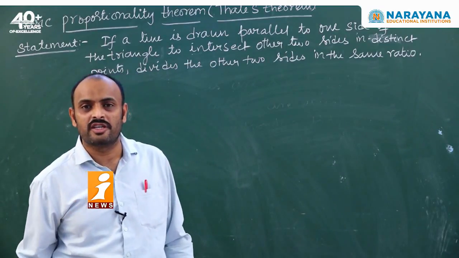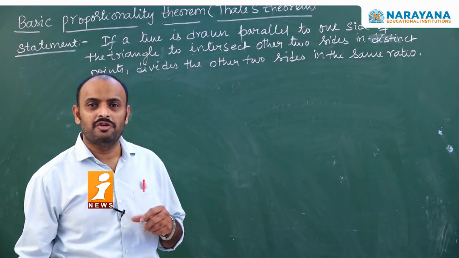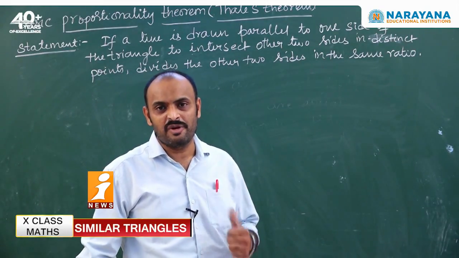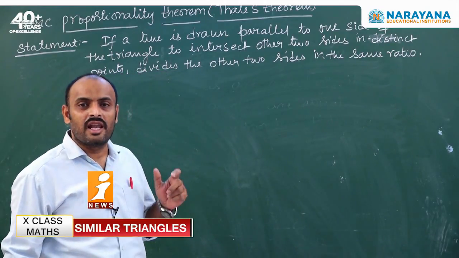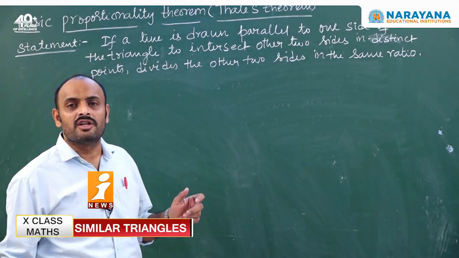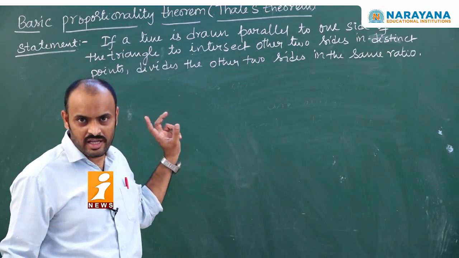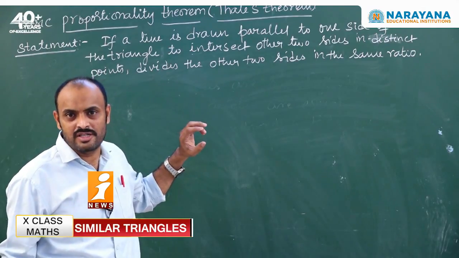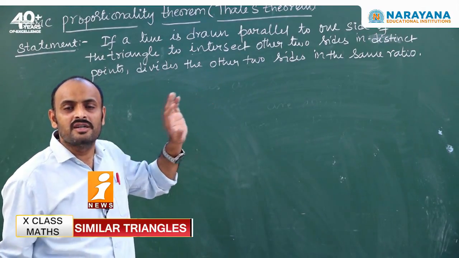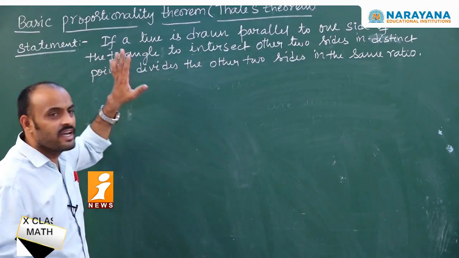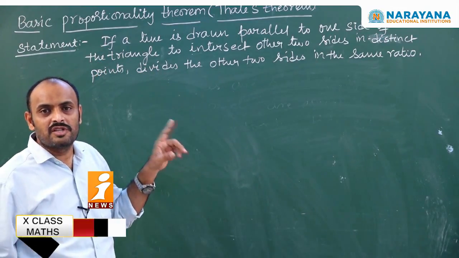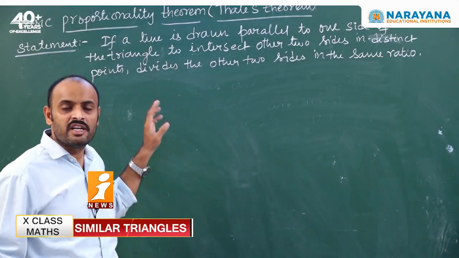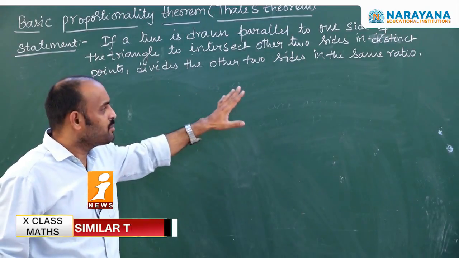Let us see the basic proportionality theorem. From the exam point of view, they will ask to state and prove the basic proportionality theorem. Let us see the statement first. In any triangle, the line segment drawn parallel to any one of the sides of the triangle, intersecting the other two sides in two distinct points, divides the two sides in the same ratio. See this, if a line is drawn parallel to one of the sides of the triangle and intersects the other two sides in two distinct points, it divides the two sides in the same ratio.